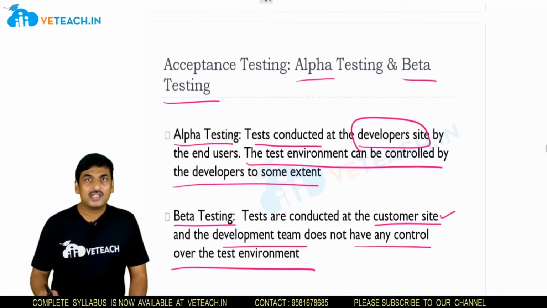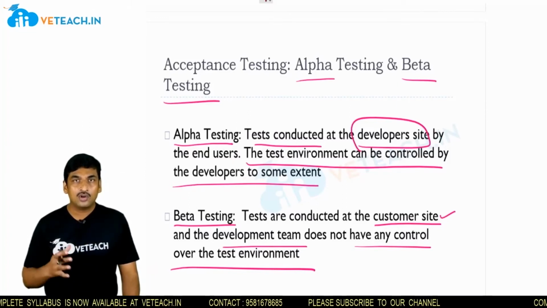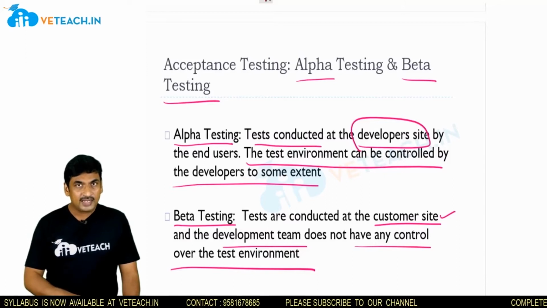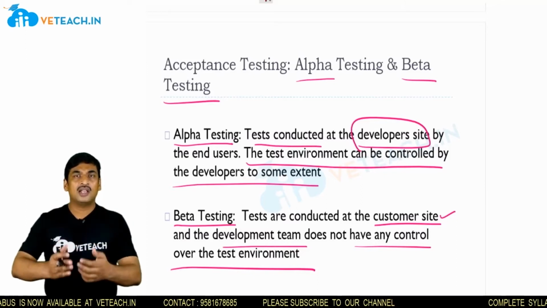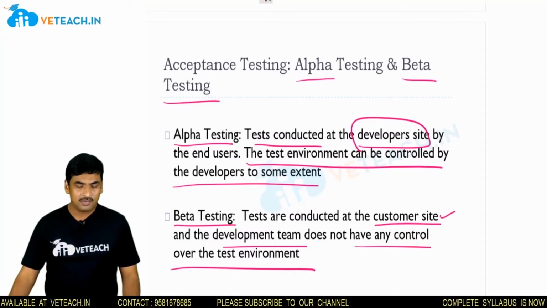Alpha testing, the customer is brought to the developer site where the test environment is controlled by the developer. Beta testing, the product is released to the customer site and the developer will have no control on the test process.